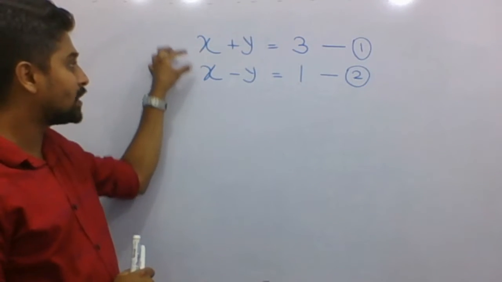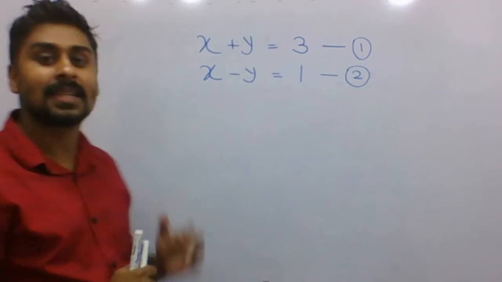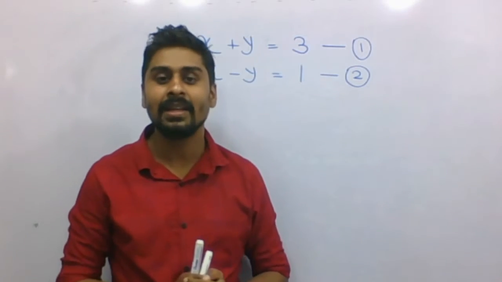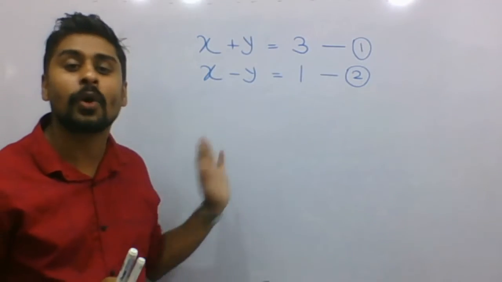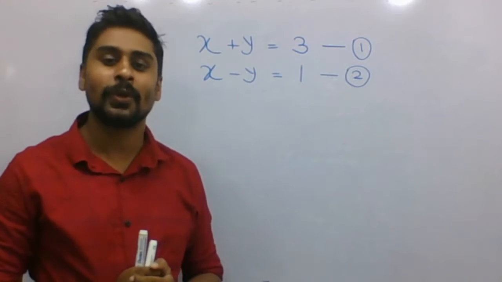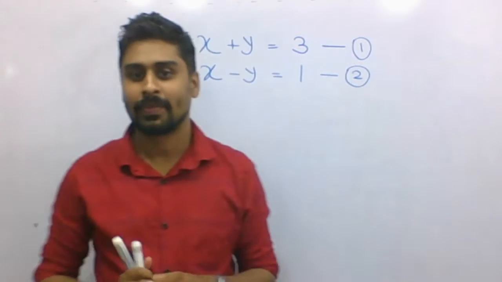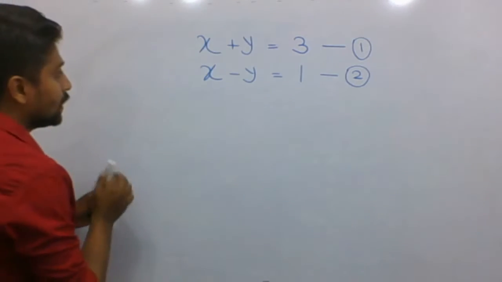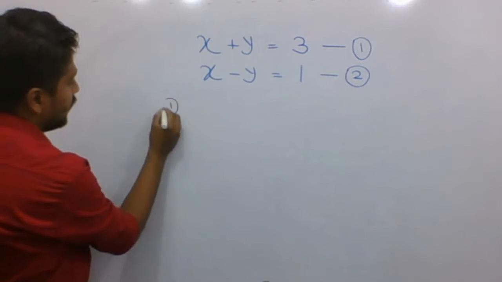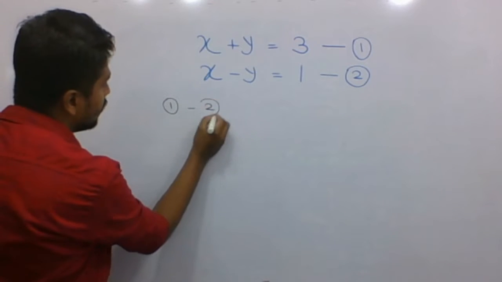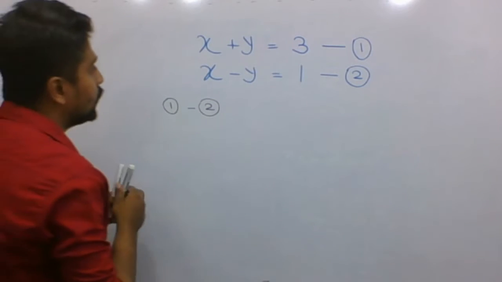The coefficient sign of x in both is plus, so to remove it we are going to do the subtraction. Let's do it. We do the question this way: equation 1 minus equation 2. I'm going to do it here.